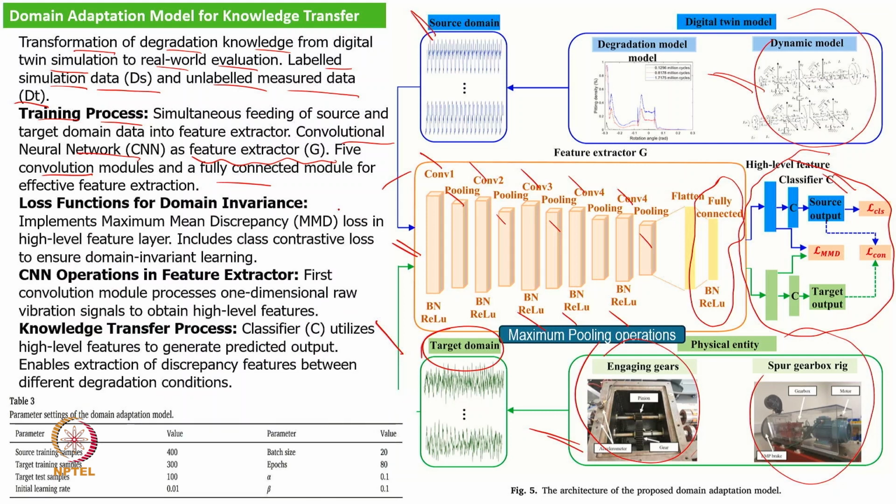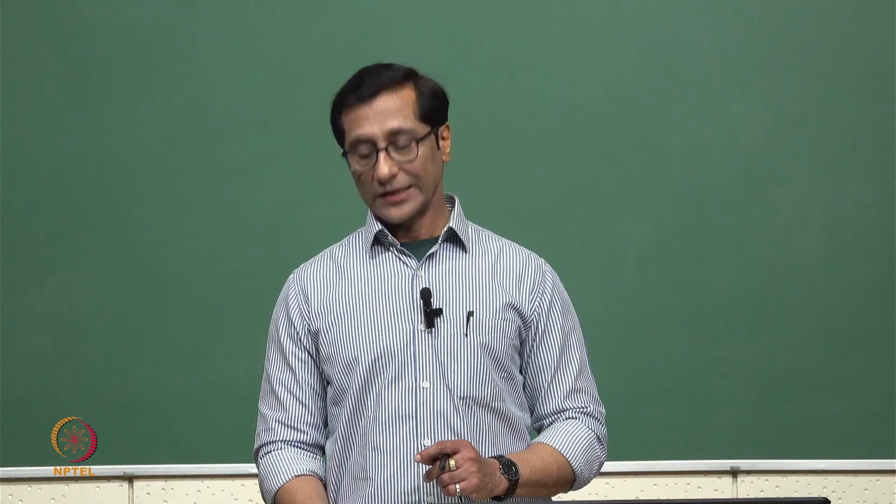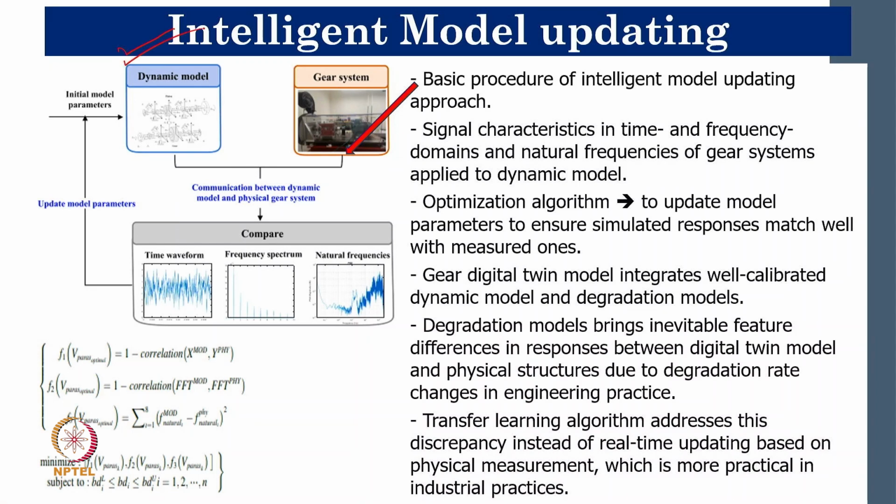In this case they use a loss function, because whenever we need to update, we need to compare the target data and source data so that there is a minimum error. For that purpose they use a maximum mean discrepancy loss function, so that the results are favorable and they can get faster convergence. And finally, once it is done, it is ready to predict what will happen in the real case. So this is what they made: an intelligent model updating approach with the gear system and the dynamic model, and they are comparing the results.